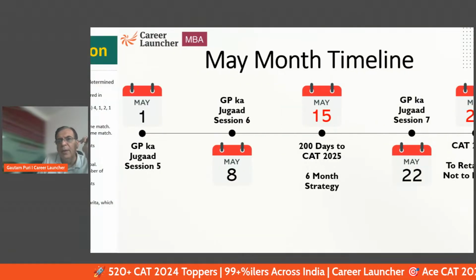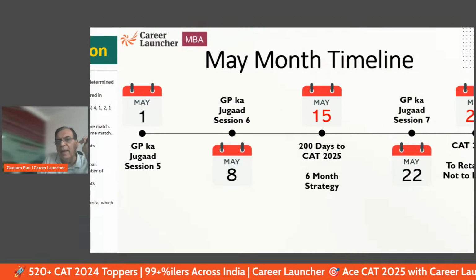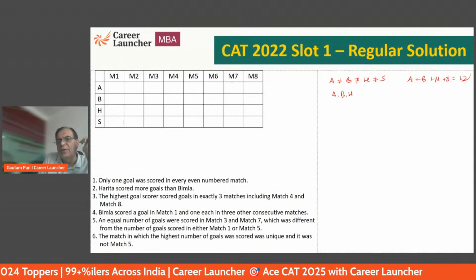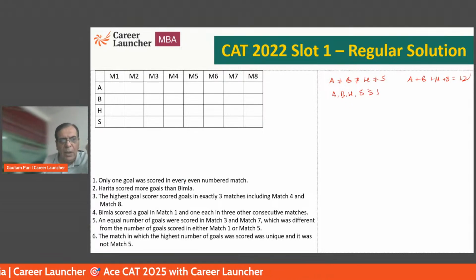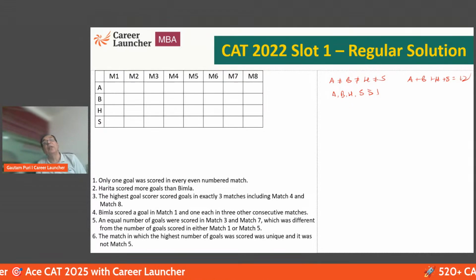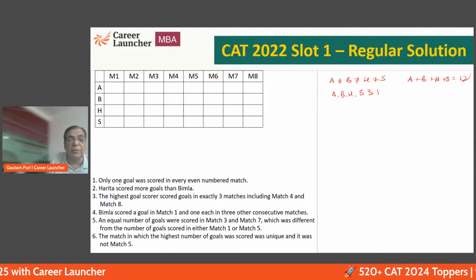Yeah, I'm sorry. And we know A, B, H, and S, each of them have to be greater than or equal to 1. This is the information we have. Now let's look at solving the data set without the Jugaad and look at the regular solution.